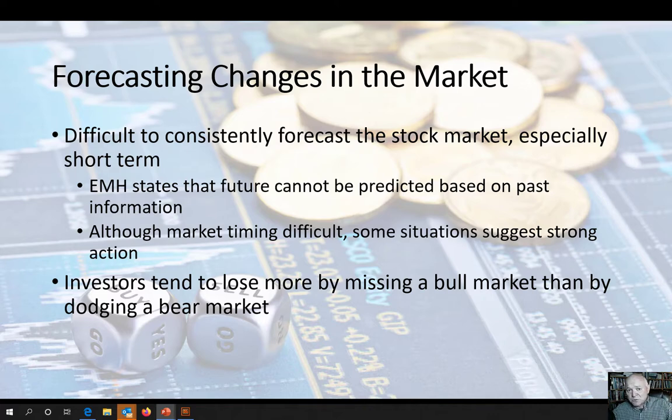Although we see times when the market does look like it's significantly underpriced, and there are bargains to be had, so it's a good time to shift from cash and into stocks. And at other times it looks like the market is generally overpriced, and it's a good time to move from stocks and back into cash.